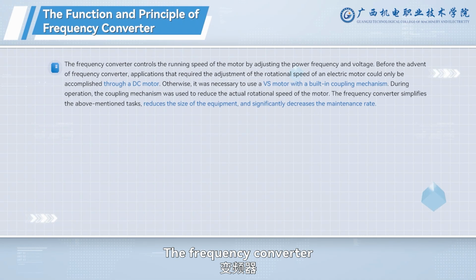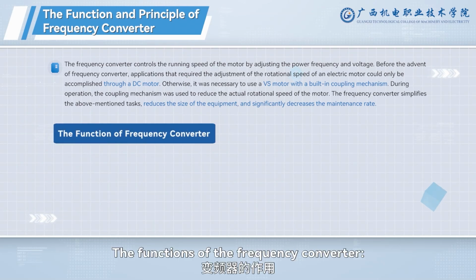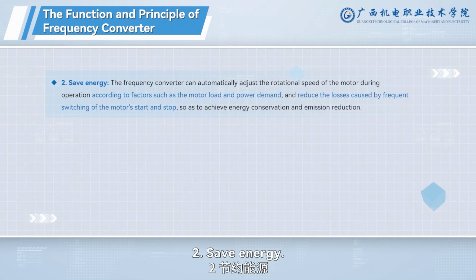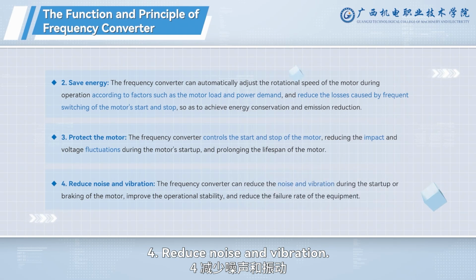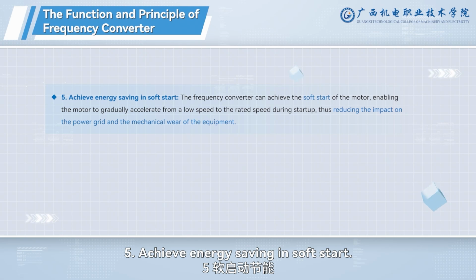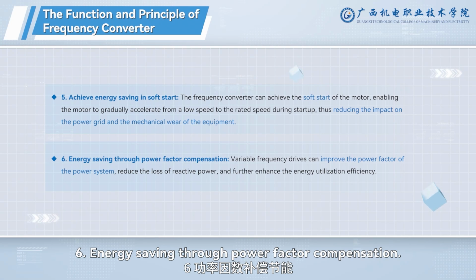The frequency converter controls the running speed of the motor by adjusting the power frequency and voltage. The functions of the frequency converter: 1. Control the rotational speed of the motor. 2. Save energy. 3. Protect the motor. 4. Reduce noise and vibration. 5. Achieve energy saving in soft start. 6. Energy saving through power factor compensation.